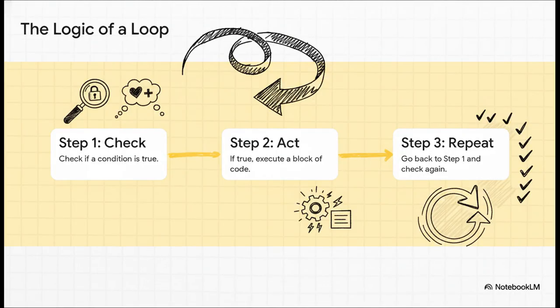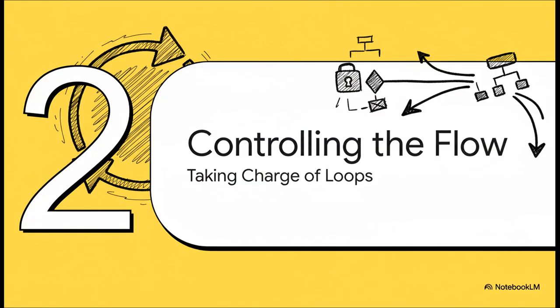What's so powerful is that every single while loop, no matter how complicated it looks, boils down to these three simple steps you see here. Step 1, you check a condition. Is the game still running? Step 2, if that's true, you execute the code inside the loop. And step 3, you repeat. You go right back to the top and check all over again. It's this simple, powerful rhythm. Check, act, repeat.